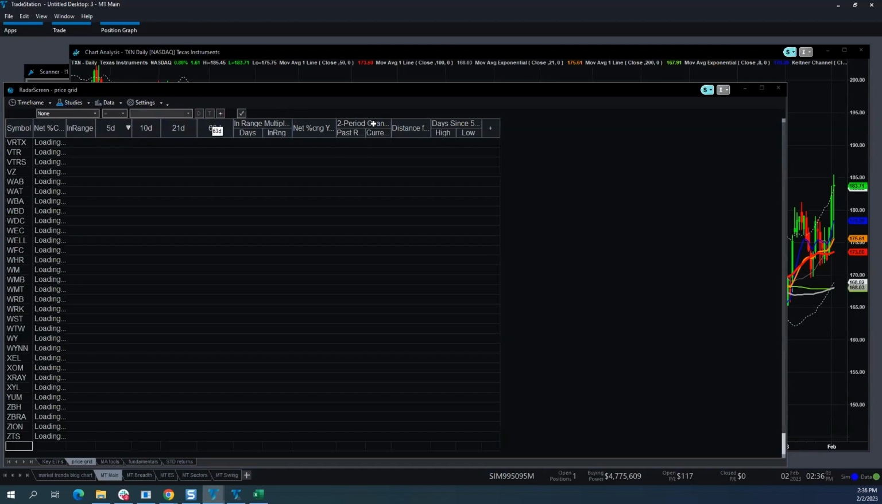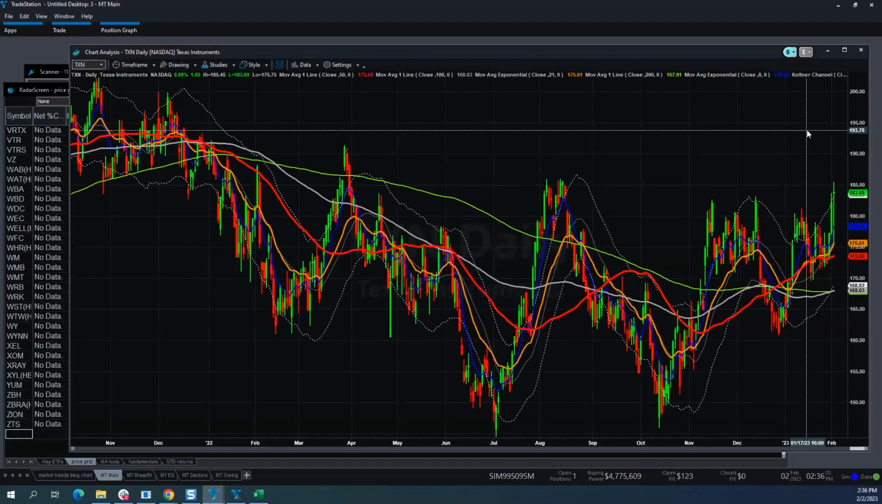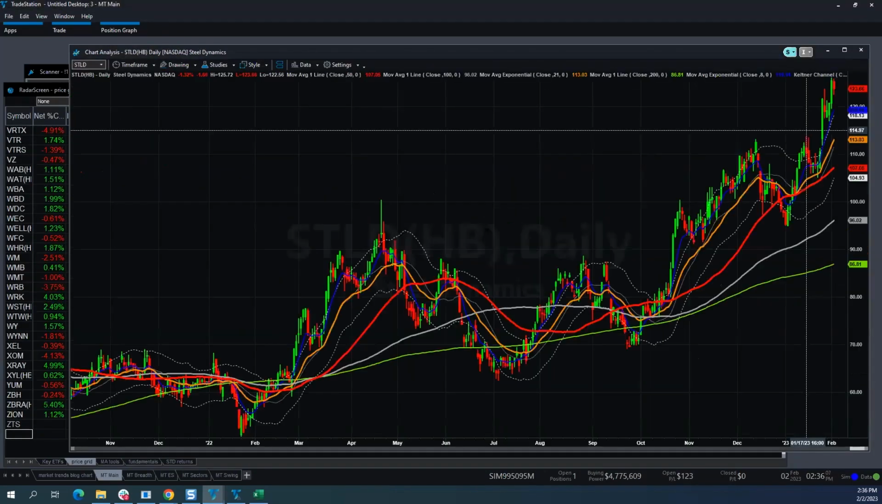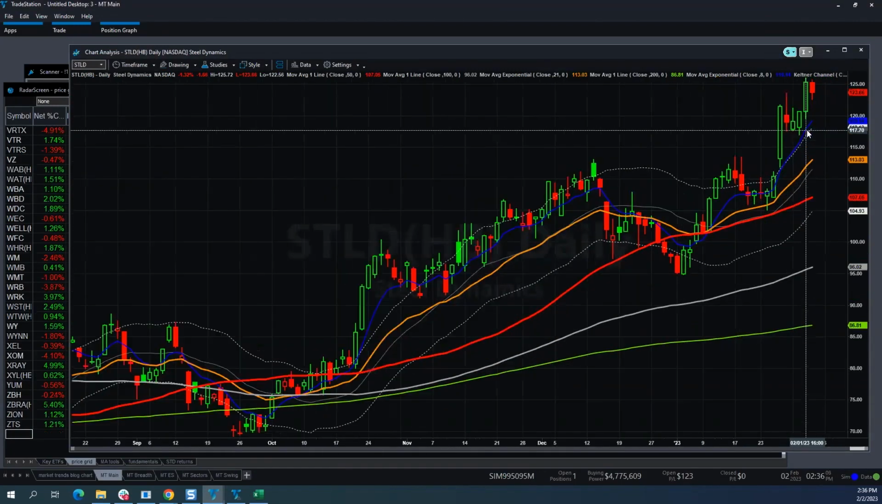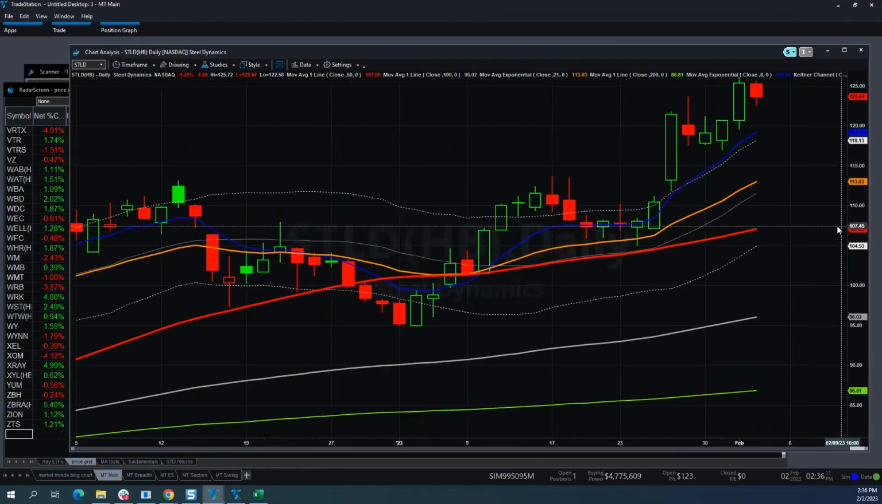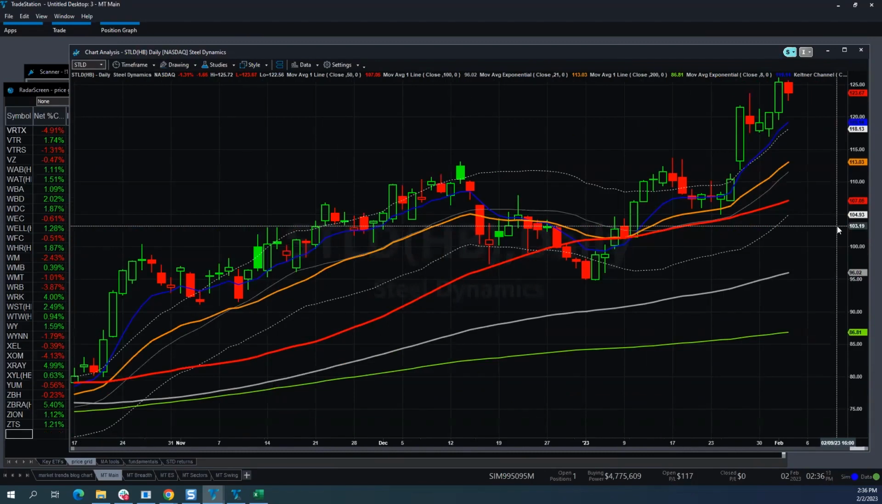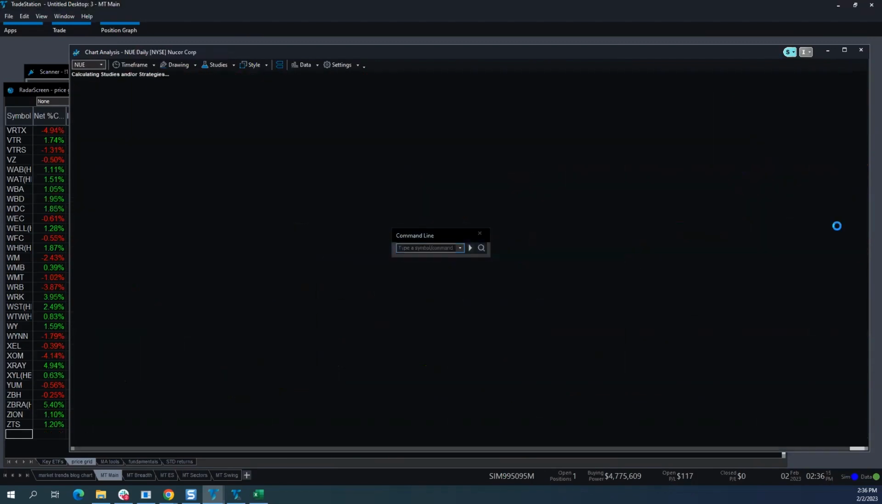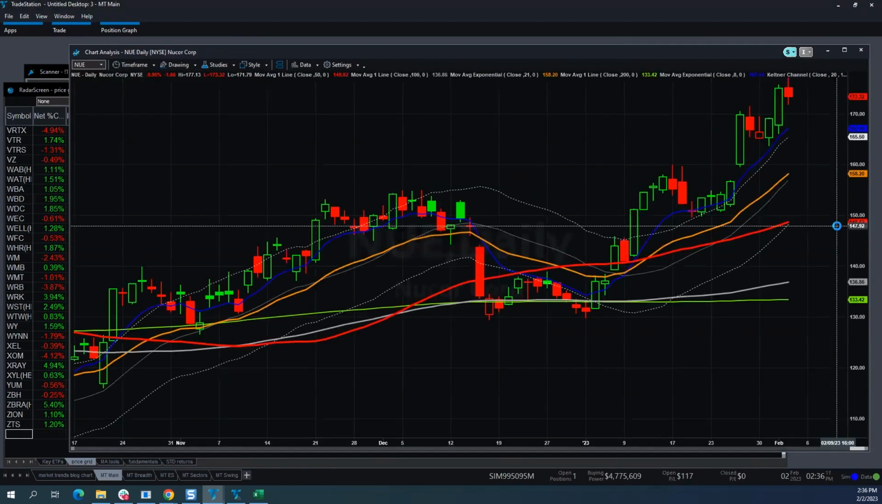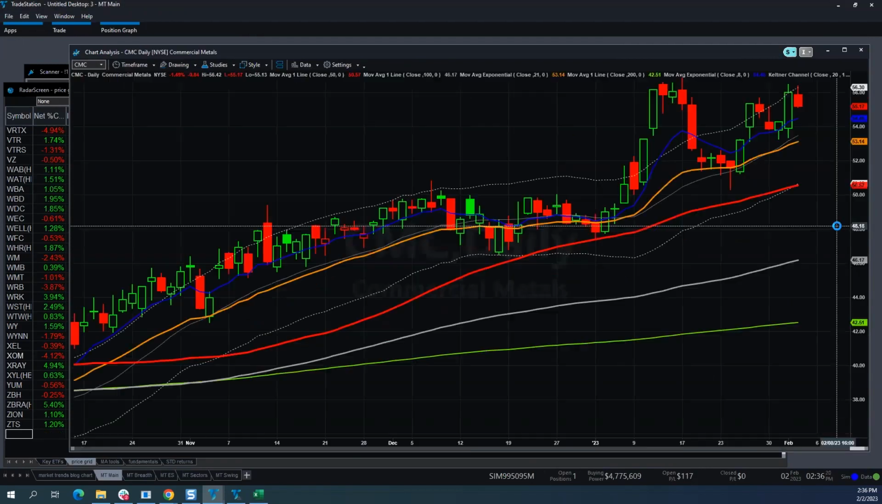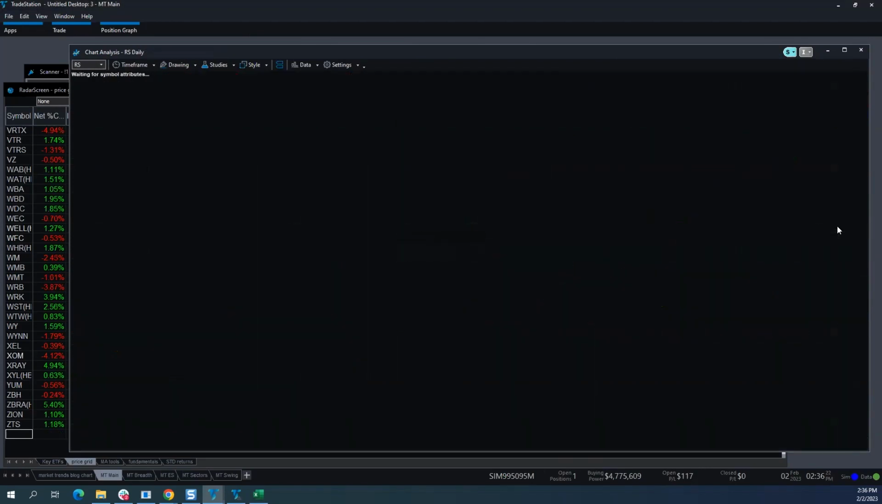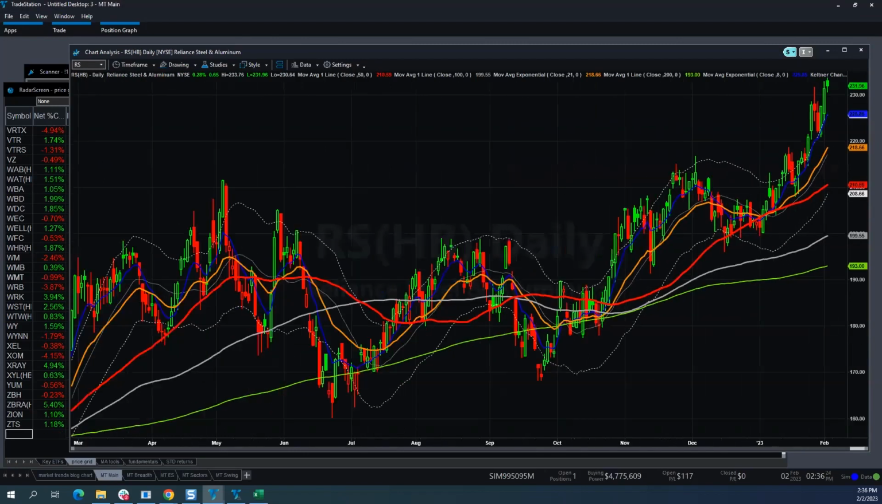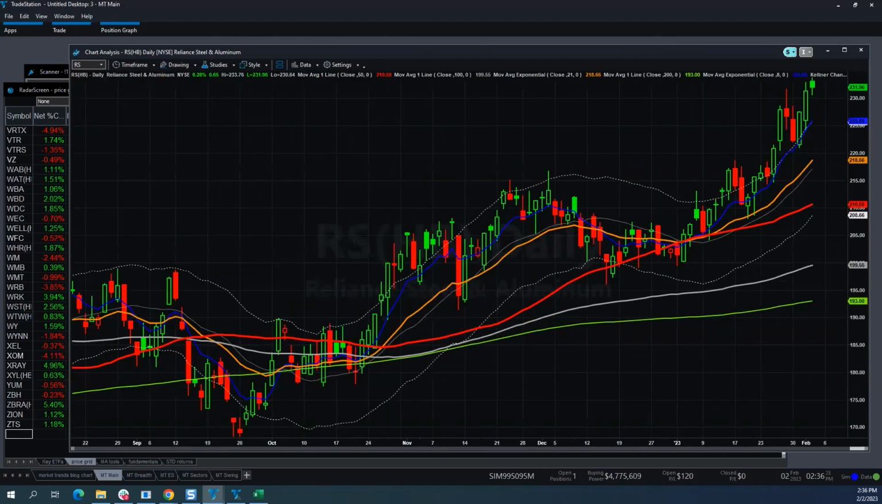In fact, I want to just point out STLD, Steel Dynamics, was added in December. From my perspective, these steel stocks are really interesting. Nucor and STLD are the two in the S&P, but you also have Commercial Metals, CMC, and you have RS, Reliance Steel. So that's just kind of interesting.